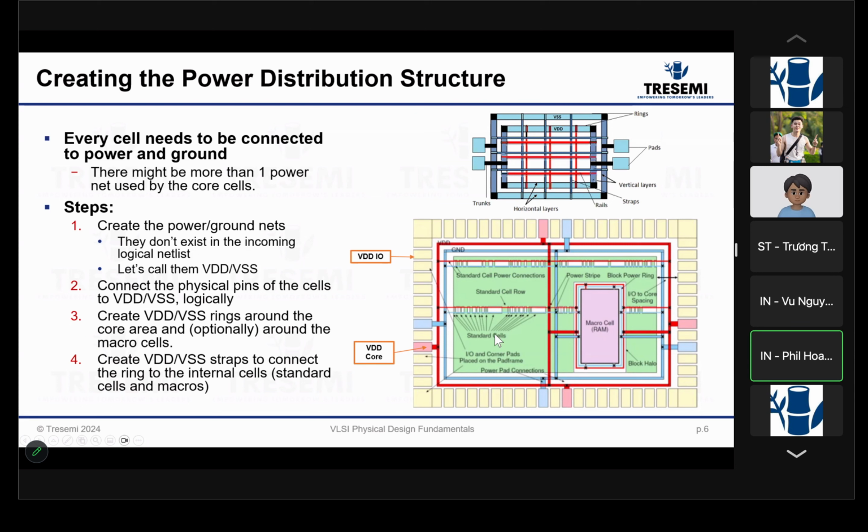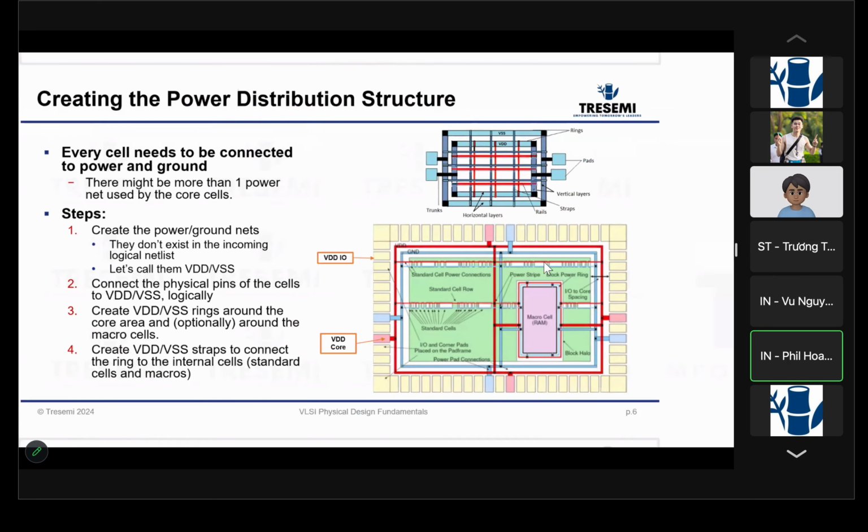And then you have what we call straps. Straps are lines that are either vertical or horizontal, and sometimes you call them stripes. You use those thick straps to distribute power to the standard cells. We'll go into more details on that, but basically that is the creation of the power distribution structure, and exactly how we do it, we'll go over in a little bit more detail.